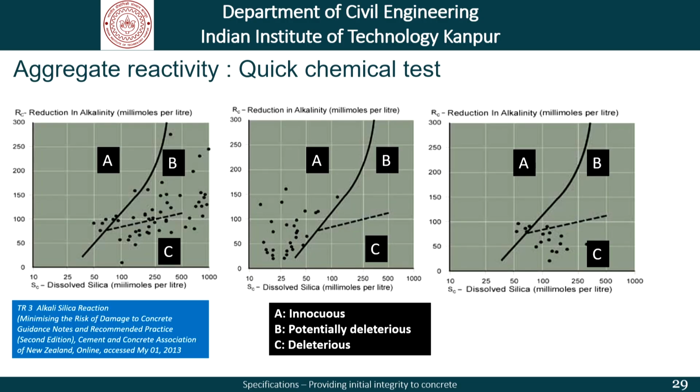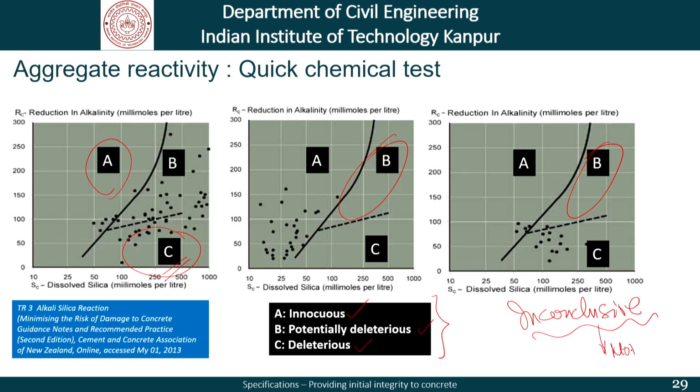If we examine the results of these tests more closely, we find that actually codes tell us to interpret it in three parts: innocuous, potentially deleterious and deleterious. So, if we are in this region, it is actually deleterious, this is safe. This region here, the test is actually inconclusive, and in this part it is often recommended that other tests such as the mortar bar test are carried out. So, that is so much as the quick chemical test is concerned.